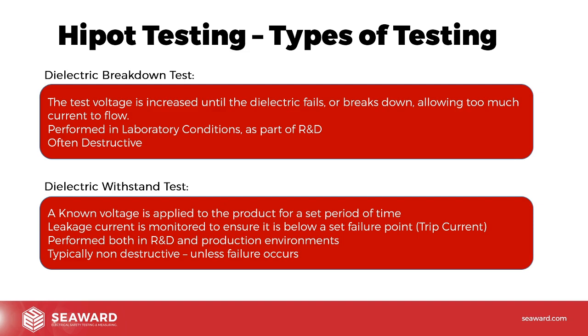But to talk about the breakdown test, essentially this is a measure of how good the insulation is. And the way we measure this is by starting the voltage at zero and increasing it until the point of breakdown, or until the point the insulation gives way and allows too much current to flow. So you can see by doing that, it is destructive. We are essentially creating a failure condition within the product.